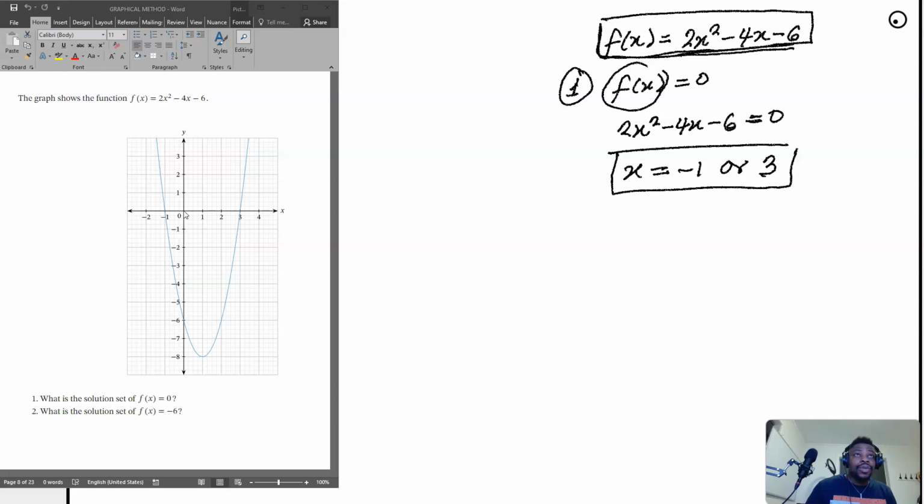So at this point, let's go to the left. You can see it cuts the graph here at -1. At this point, let's go to the right. It cuts the graph at 3. So x is -1 or 3.